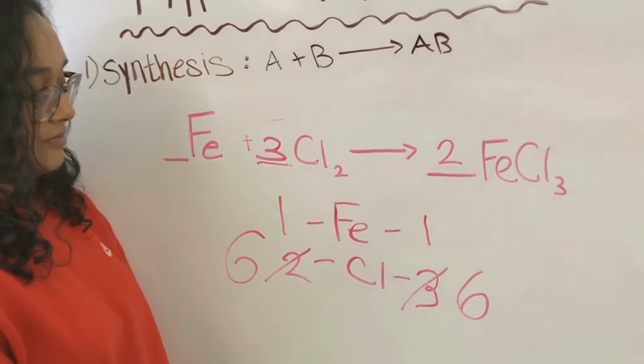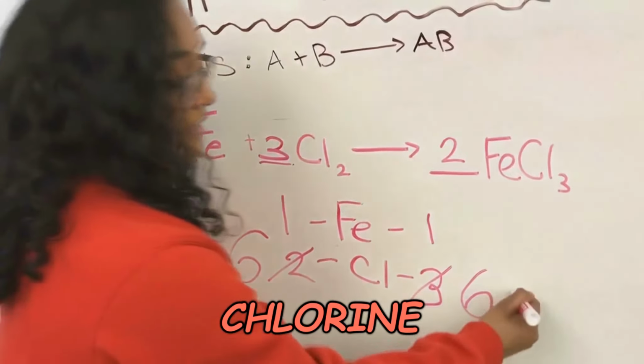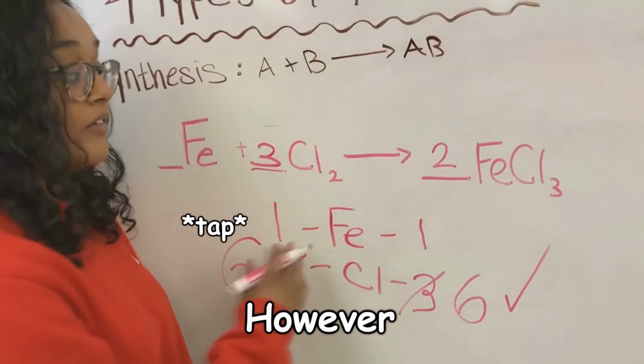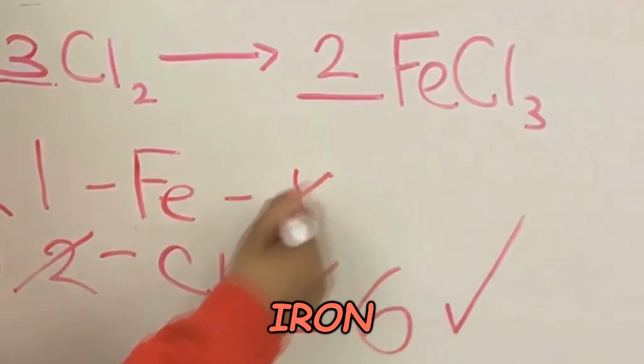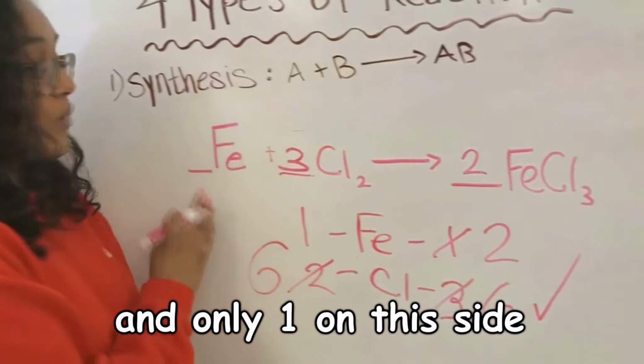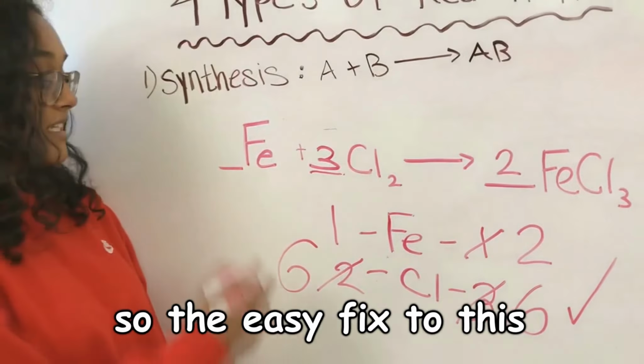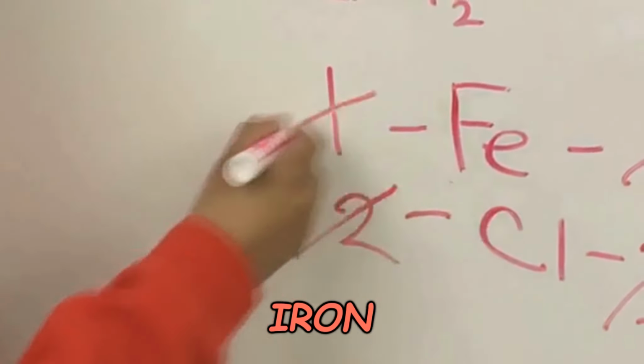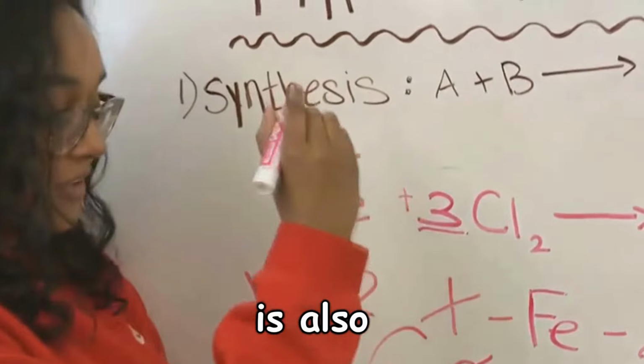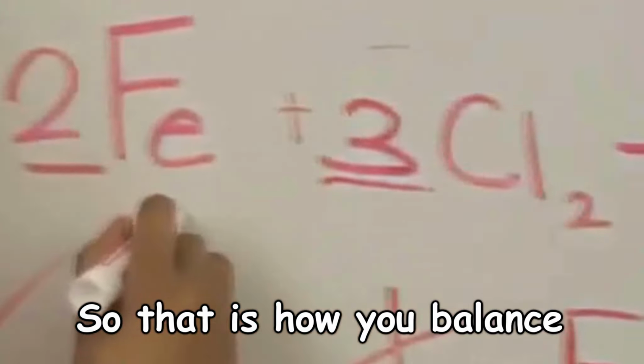So then that works out for chlorine. We're balanced with chlorine. However, that gives us 2 iron on this side and only 1 on this side. So an easy fix is just to add a 2 to the iron. Now we have 2, and iron is also balanced. So that is how you balance.